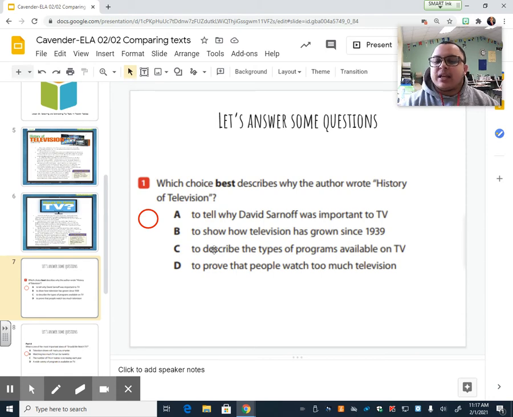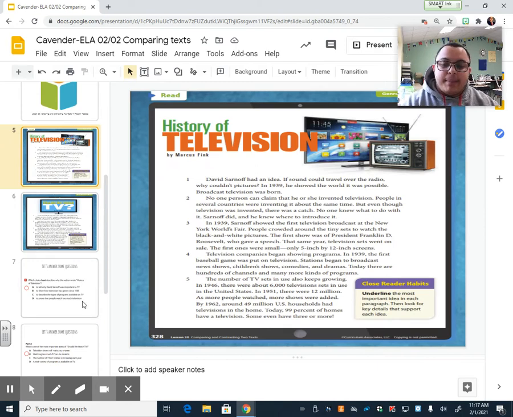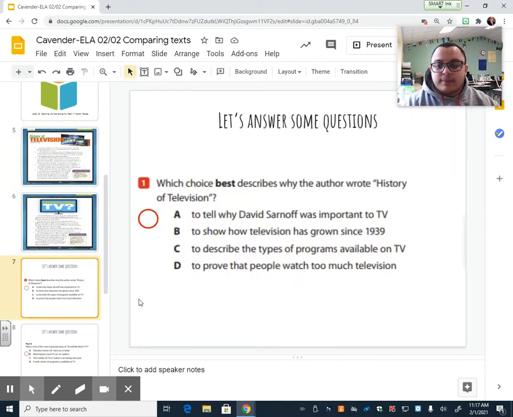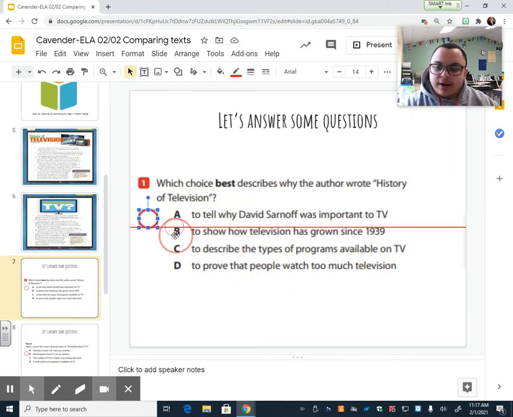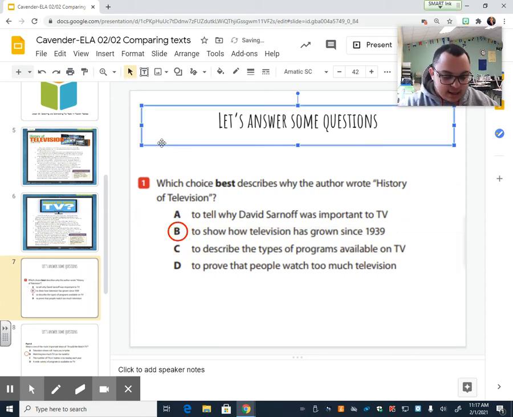So that's a maybe. So, to describe what types of programs are available on TV, does it tell us what kind of shows we can watch on TV? No, so that can't be the answer. And does the first one prove anything about people watching too much television? No, that's the second one. So, our answer is B.